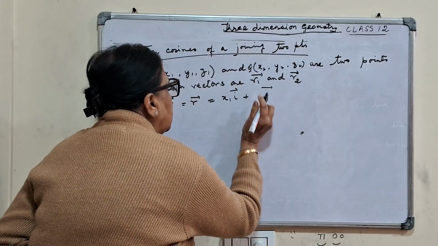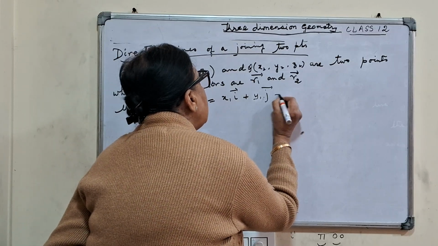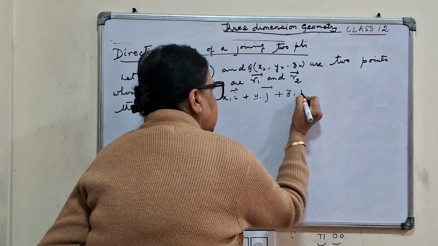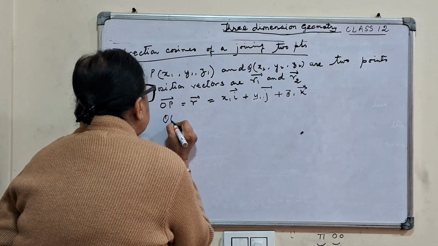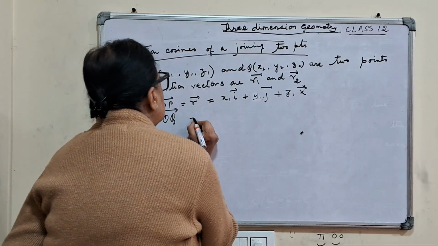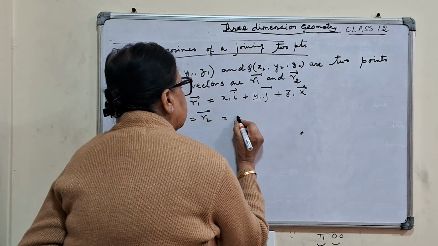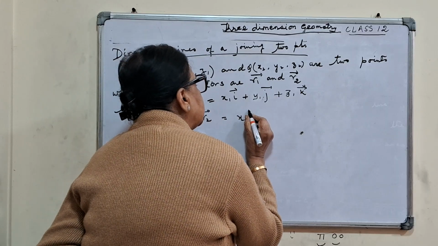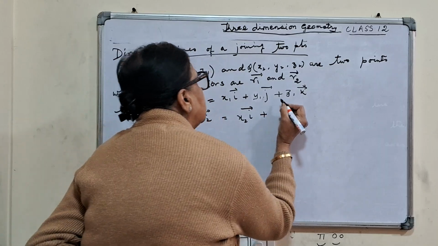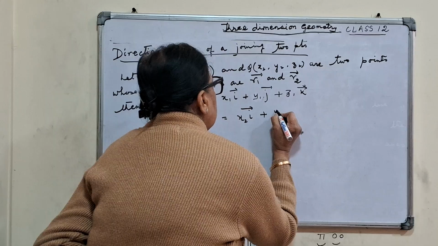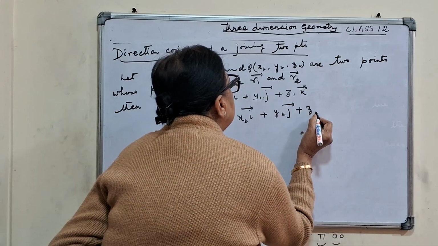plus y1 j cap and plus z1 k cap. And OQ vector, that is R2, is x2 i cap plus y2 j cap plus z2 k cap. i cap, j cap and k cap are the unit vectors along the x-axis, y-axis and z-axis; they are the base vectors.